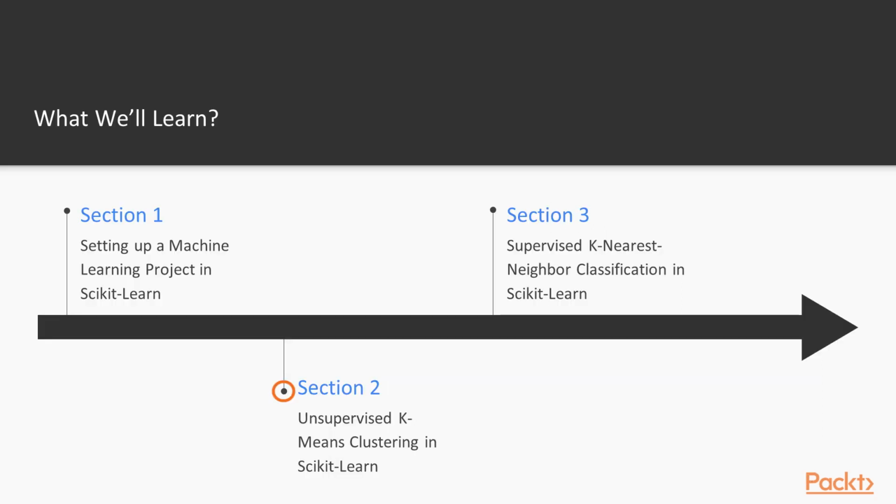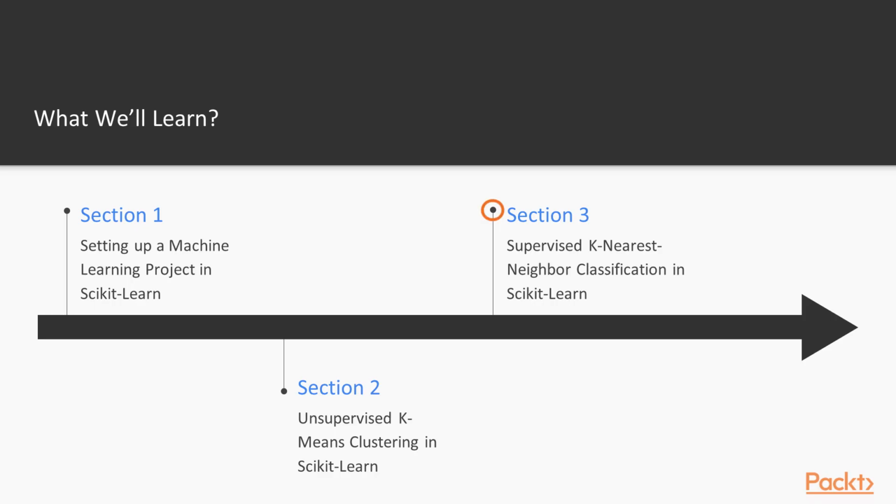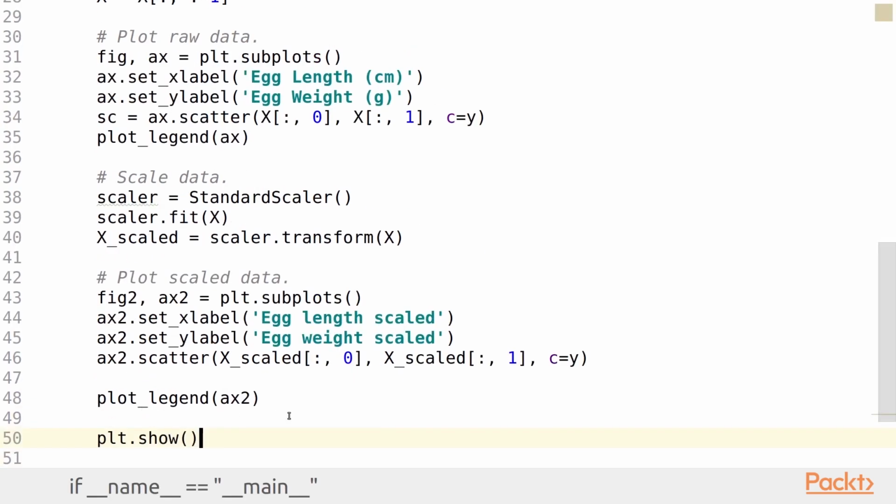We're going to look at unsupervised k-means clustering in Scikit-learn. This is an implementation of a model which attempts to group data without knowing how to label the data beforehand. We're going to look at supervised k-nearest neighbor classification. This is a classification model that identifies points based on the labels of the points around it. It's a good way to build a model that's locally very accurate, but sometimes doesn't work for the big picture.